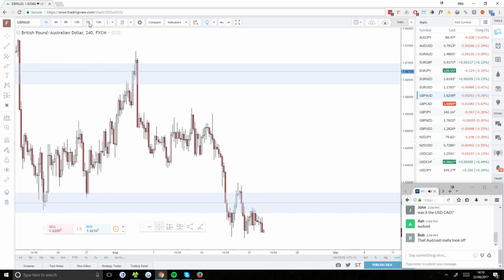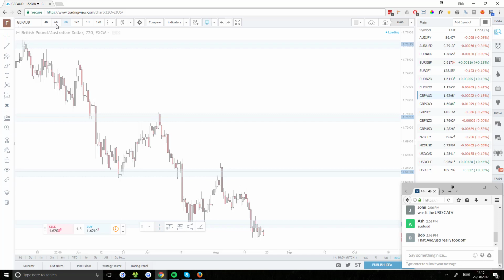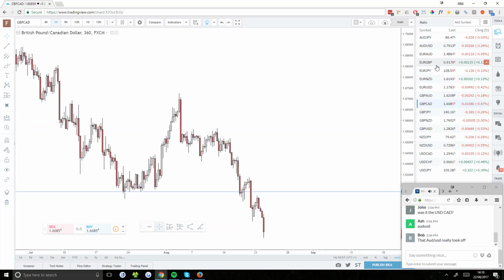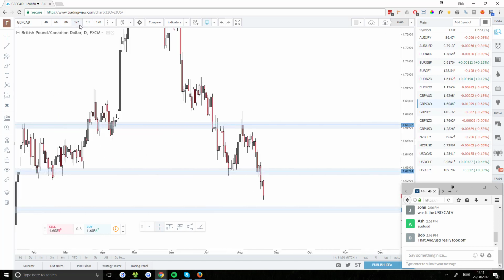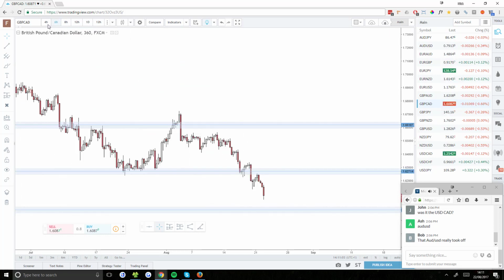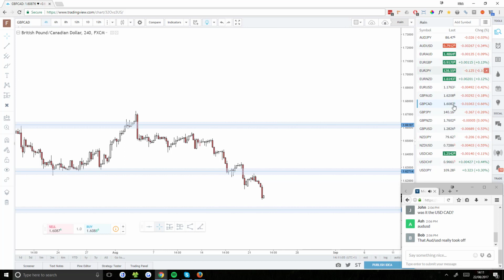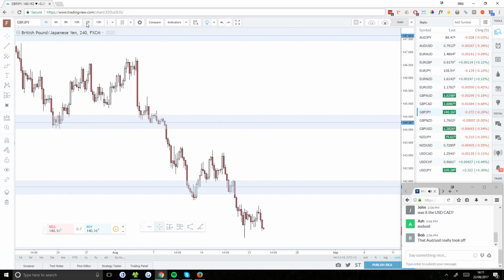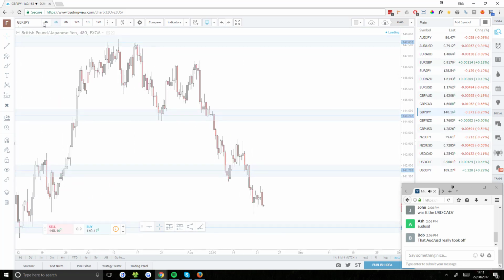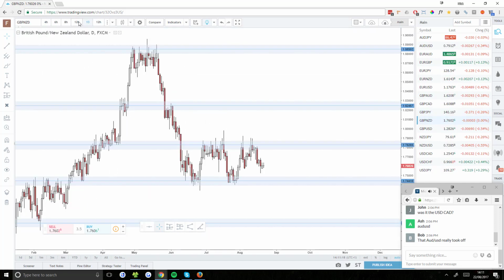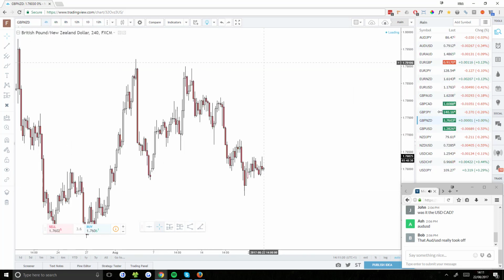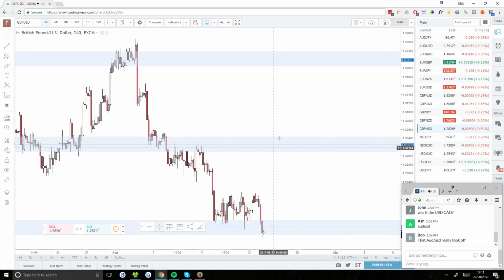GBP AUD. Yeah, just stuck on support. Not much to do there. GBP CAD. Yeah, just moving down, isn't it? If you guys have spotted any trades, by the way, feel free to mention them and I'll open up. Like anything that I don't have open here, feel free to mention them, and we'll take a look. GBPJPY. Nothing. GBP New Zealand. It's in between support resistance, so nothing here. Shaping up to be a pretty boring week so far.